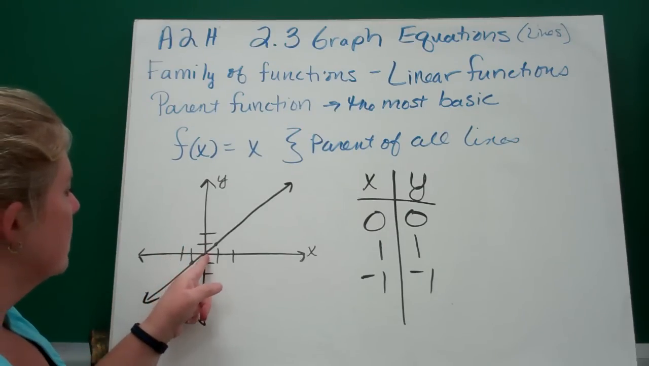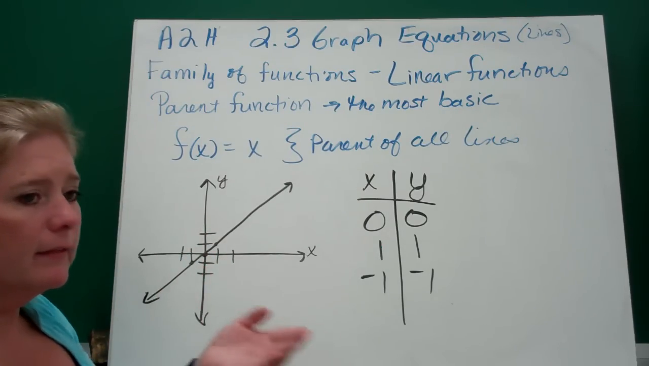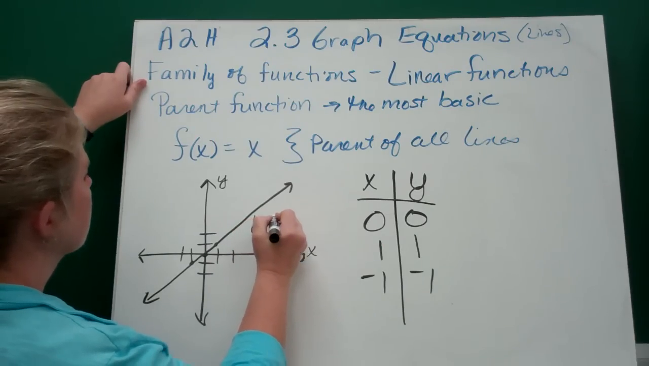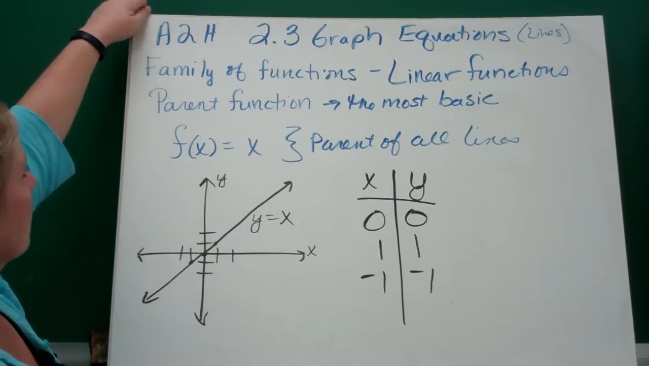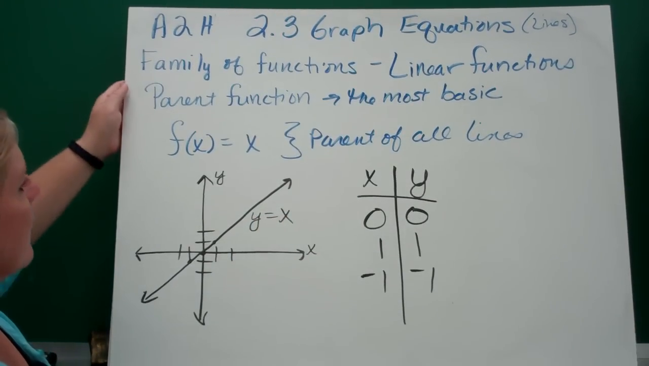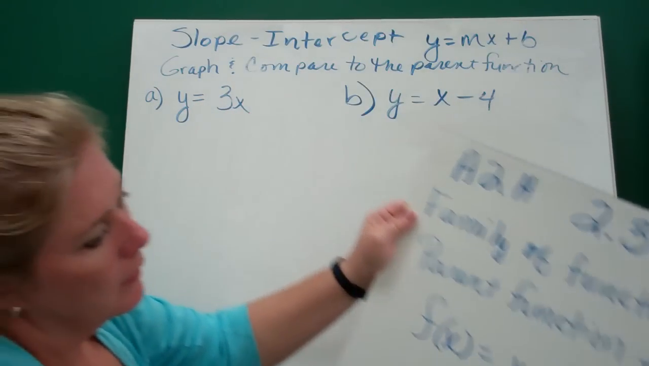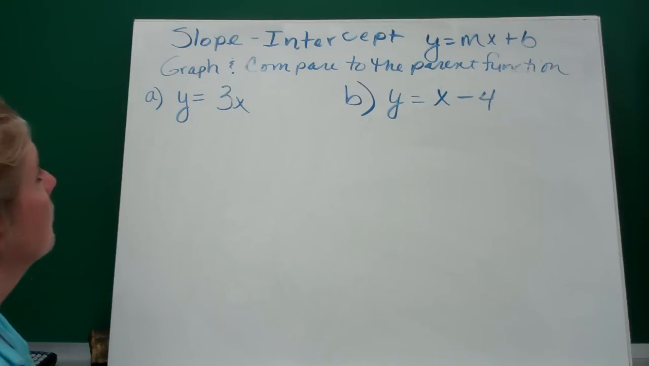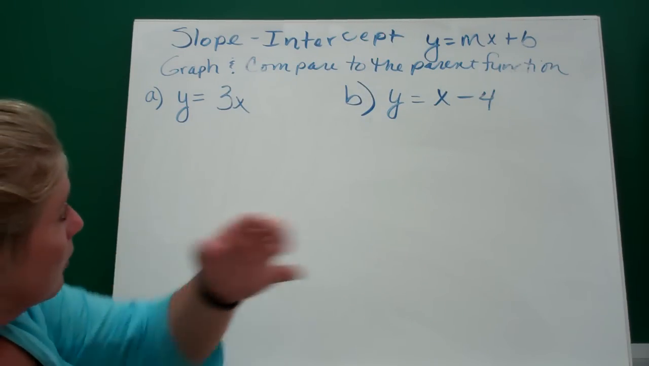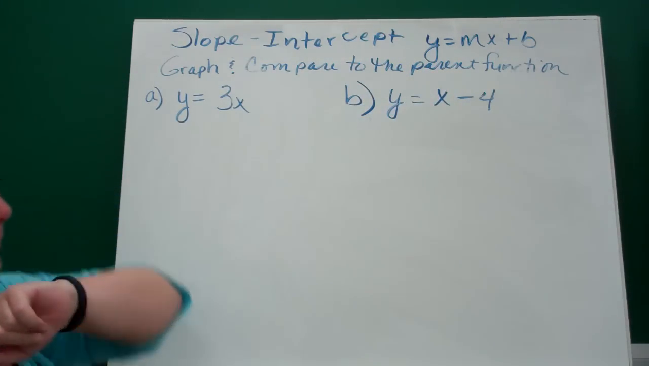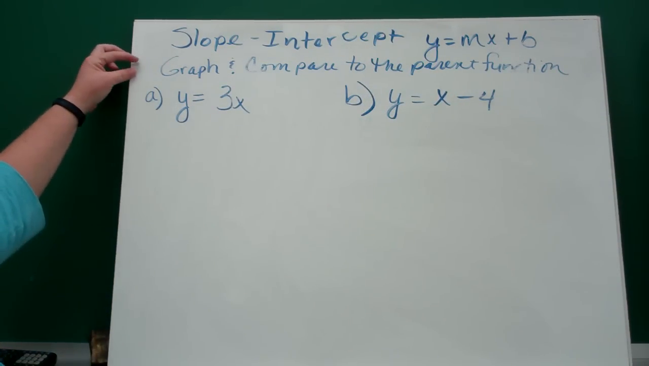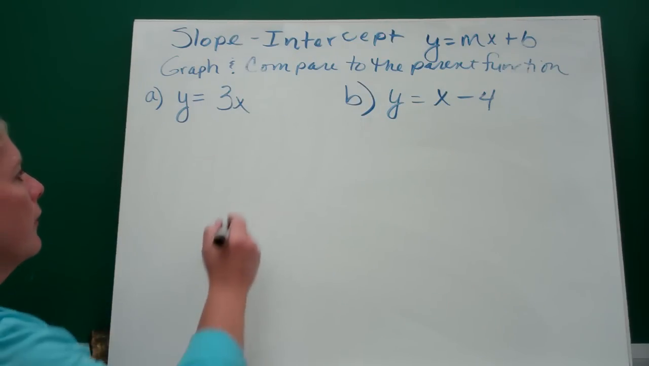Okay. The y-intercept is 0, the slope is 1. That is the most basic line. Okay. How do we graph from there? Well, this is review. So we're going to graph by using the slope-intercept. Okay, remember y equals mx plus b. M is your slope, b is your y-intercept. We're going to graph and compare these to the parent function.